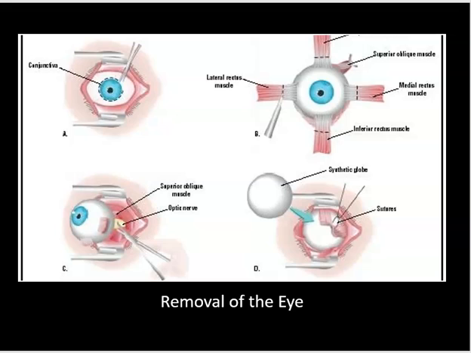Enucleation, code 65101. And then exenteration, 65110. So evisceration is where they remove the contents of the globe, whereas enucleation, they remove the eye, but they leave the orbital structures intact. And then exenteration, that is where they remove the eye, the adnexa, and then part of the bony orbit.